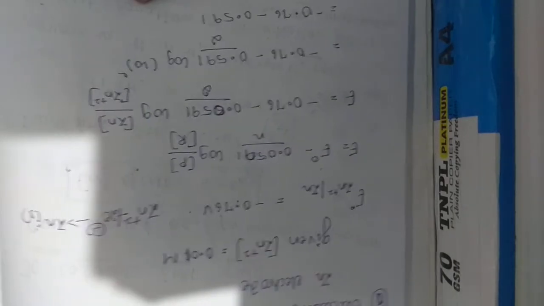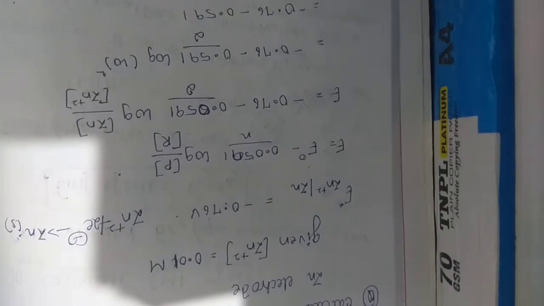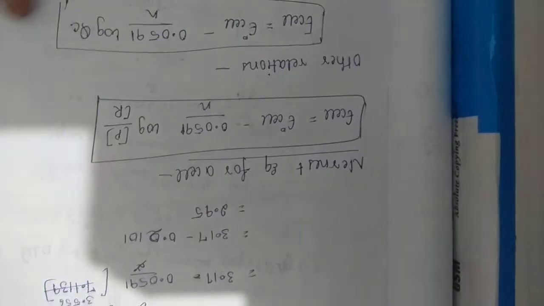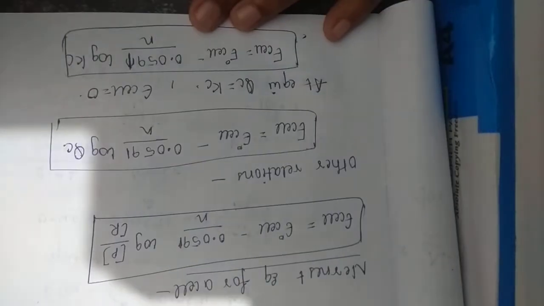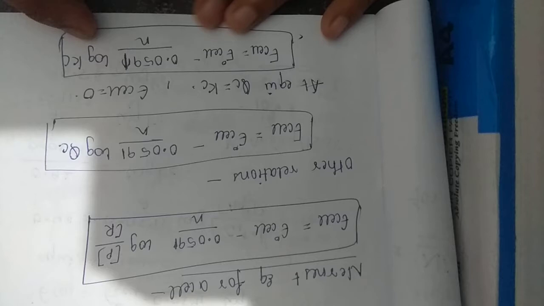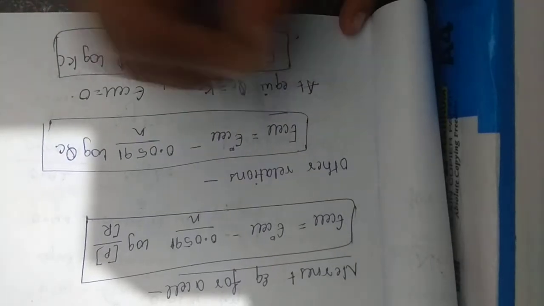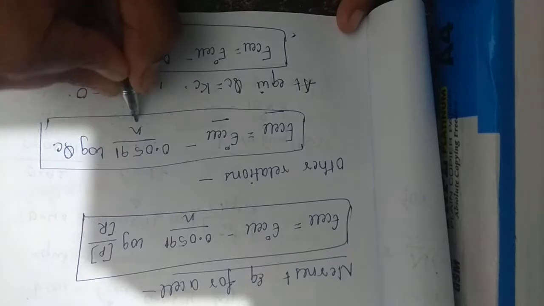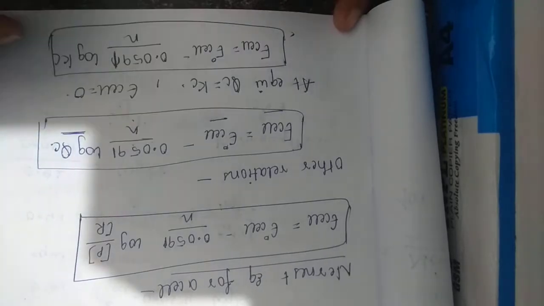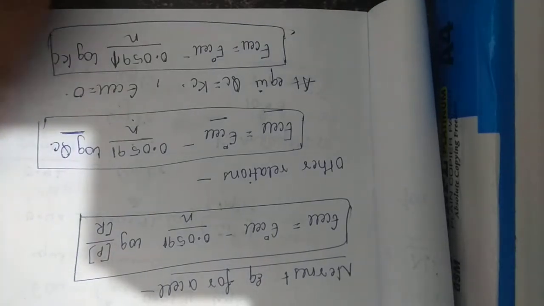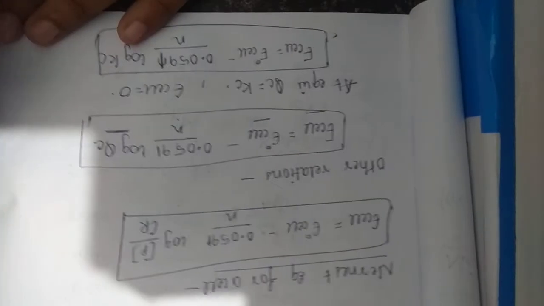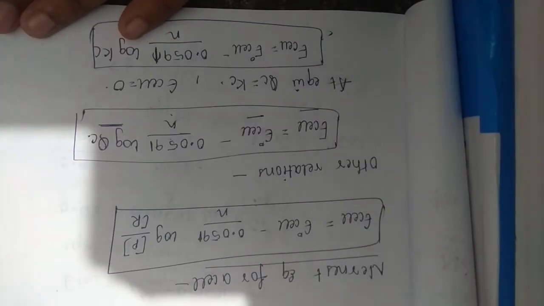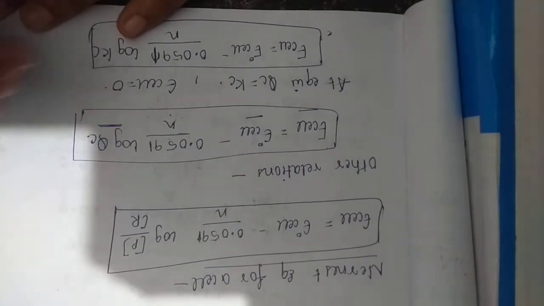Now, in the Nernst equation, we have another relation also. So you remember the Nernst equation now perfectly. Now let's move on to another relation for the Nernst equation. E cell is E0 cell minus 0.0591 by n log Qc. Now what is log Qc? I hope you have learned the chemical equilibrium part of the 11th class. Now what is log Qc?